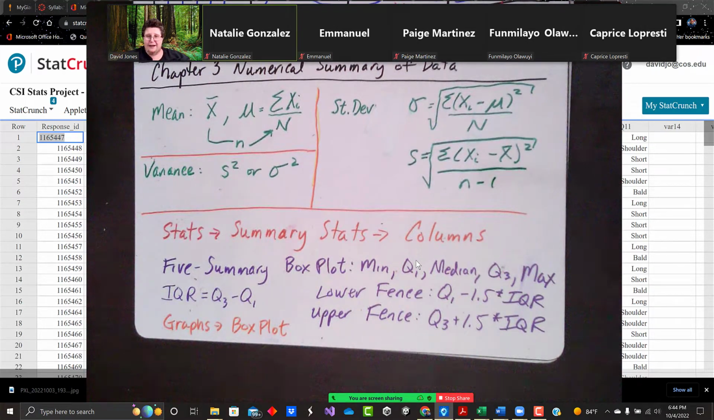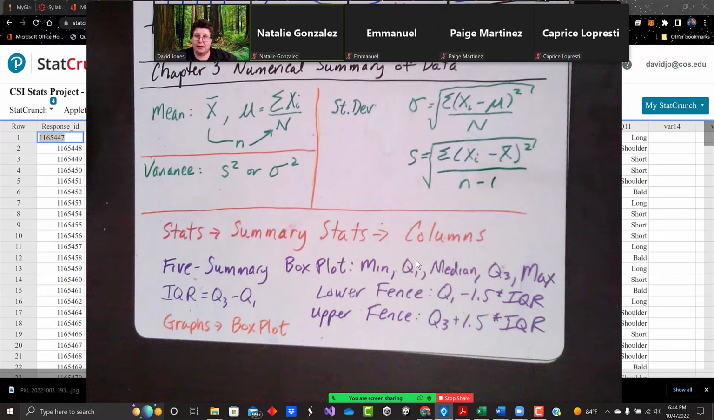We also did the 5-number summary and box plots. The 5-number summary is composed of the min, Q1, median, Q3, and max. These are all available in stats, summary stats, and columns. So is IQR. But lower fences and upper fences, we had to calculate by hand. It doesn't do it. Graph box plot will show it, though. So let's take a look at some of those.